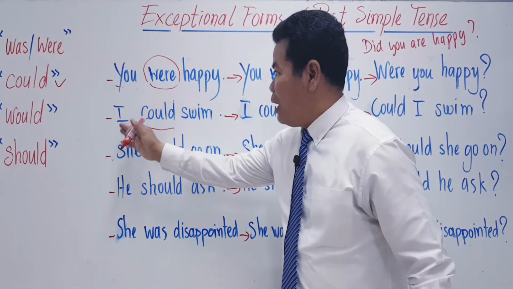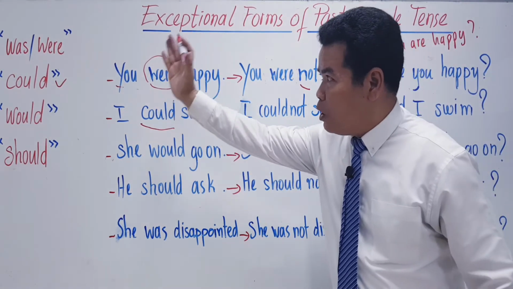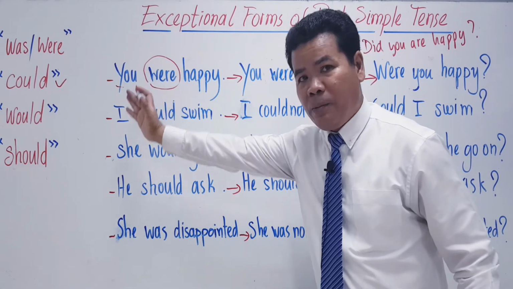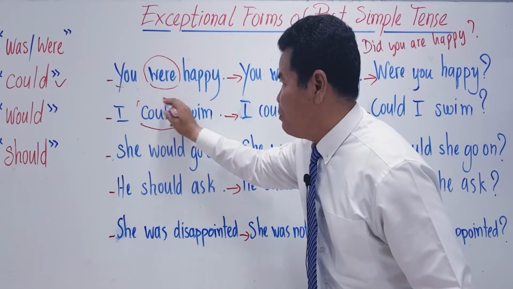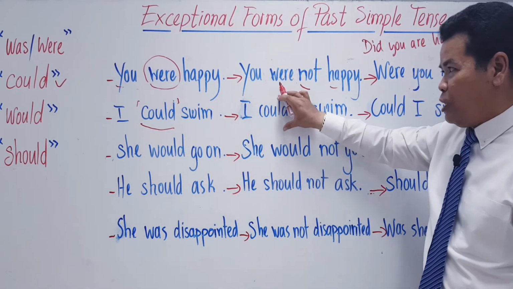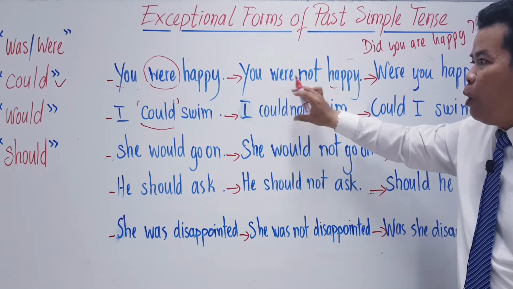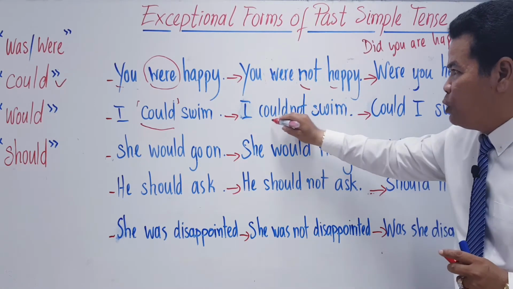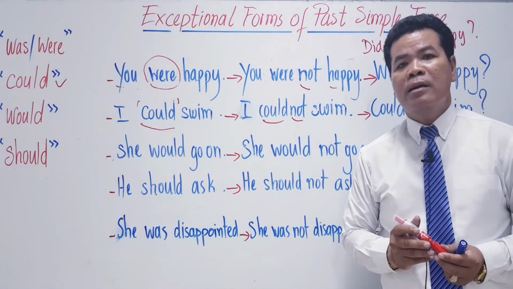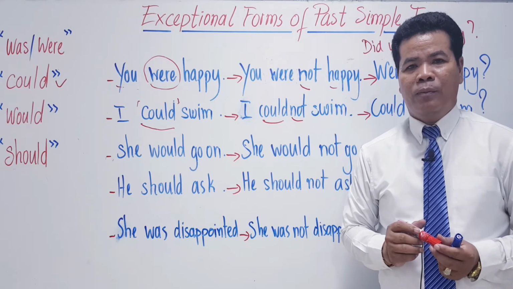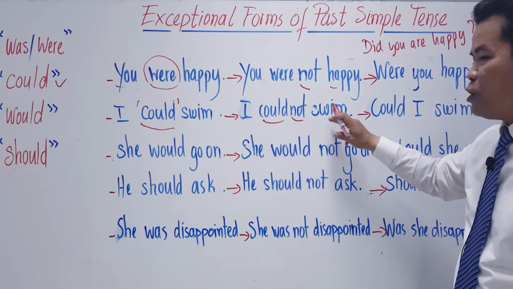Now let's go. I could swim. So could is one of the four verbs on the board as an exceptional verb, right? So when you have seen in a sentence the verb could, when you make it into question or negative, now let's go to negative first. When you want to make it into negative, you only use not after could. This is the correct form of the negative, past simple. Okay? So you have, I could not swim.